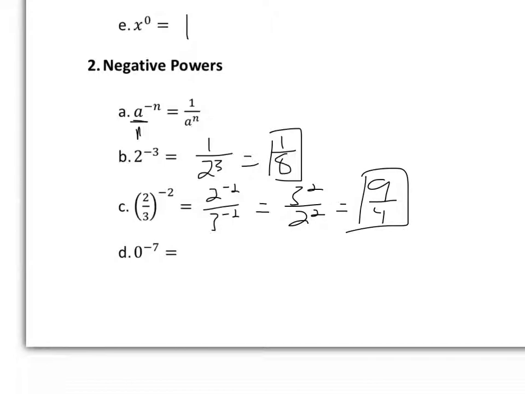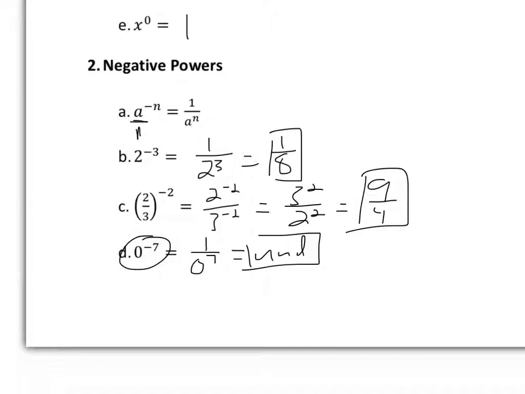And lastly, we've got 0 to the negative 7th power. That's the same as 1 over 0 to the 7th power, and you cannot do 1 over 0, so that's going to be undefined. Just remember that if you have a 0 to the negative power, it's going to be undefined, not 0, because you can't have a 0 in the denominator.